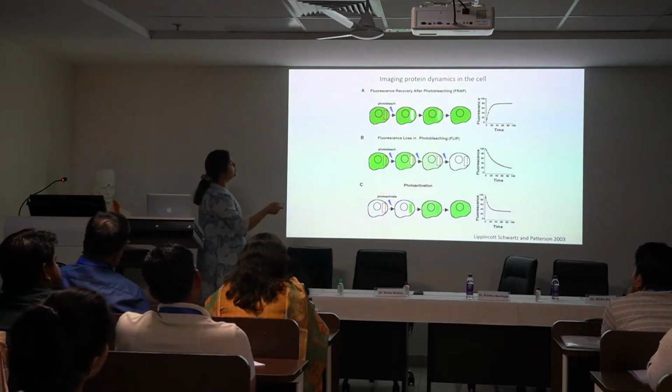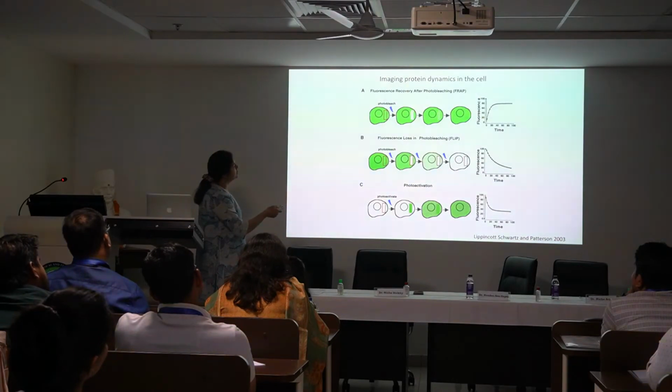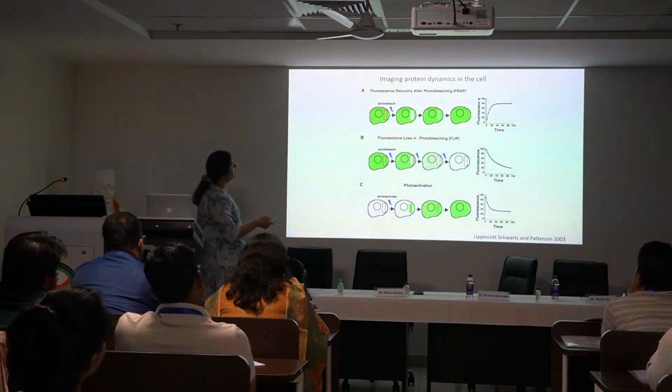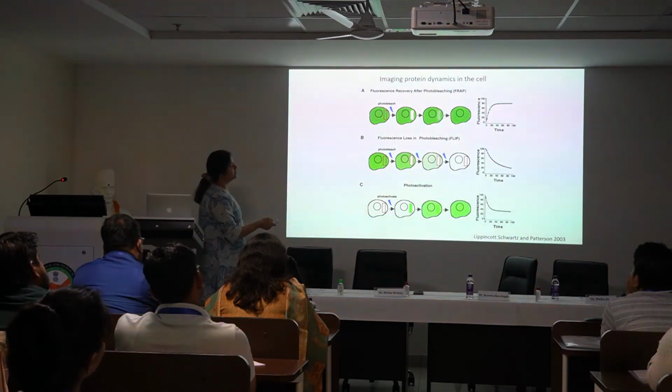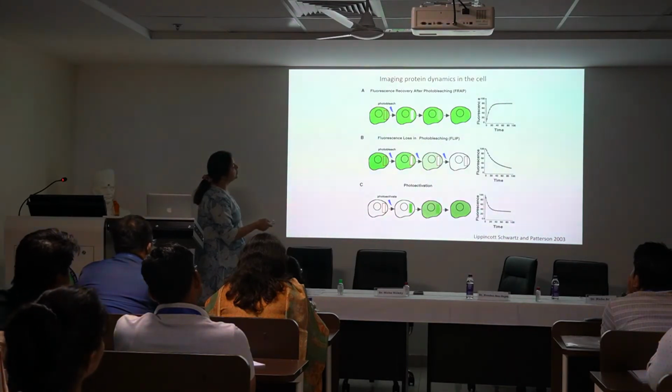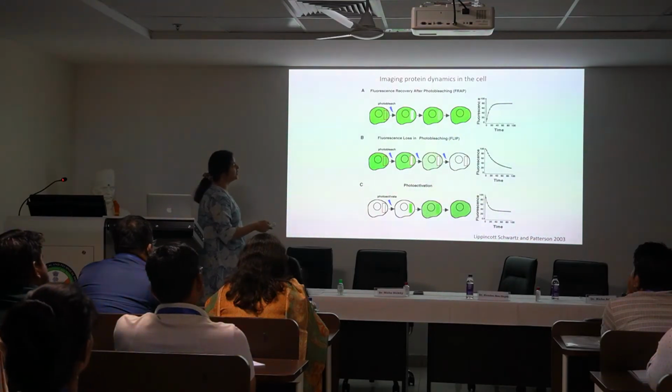FLIP is basically the opposite method, where instead of bleaching once, you keep continuously bleaching. So what is happening here is that you shine a high intensity laser, it turns dark, then you shine it again, it turns dark again. One of the steps which is missing in this particular schematic is that you're waiting in the middle, right? So there will be molecules which come in from this region into this region, then you're shining another high intensity laser and bleaching them, right?